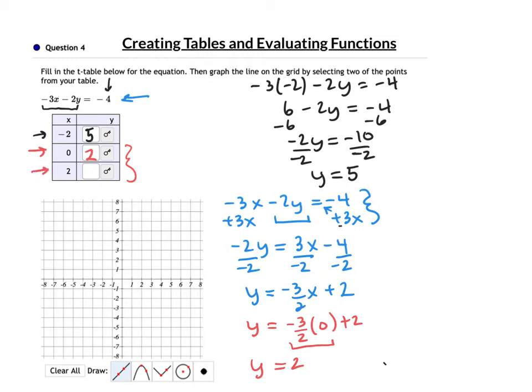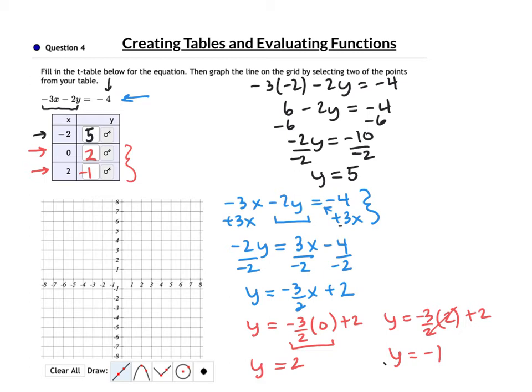For the last value for x, we'll take this equation, y equals negative 3 halves, and for x, we're going to plug in 2 plus 2. The 2's cancel, so it's negative 3 plus 2, which is negative 1.